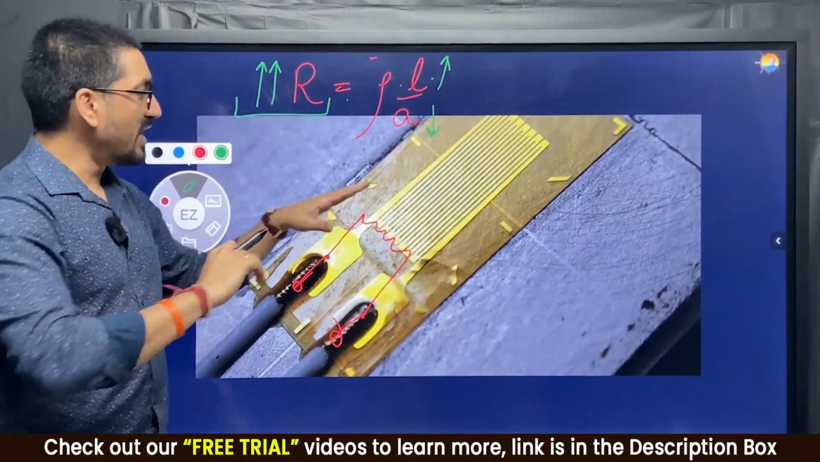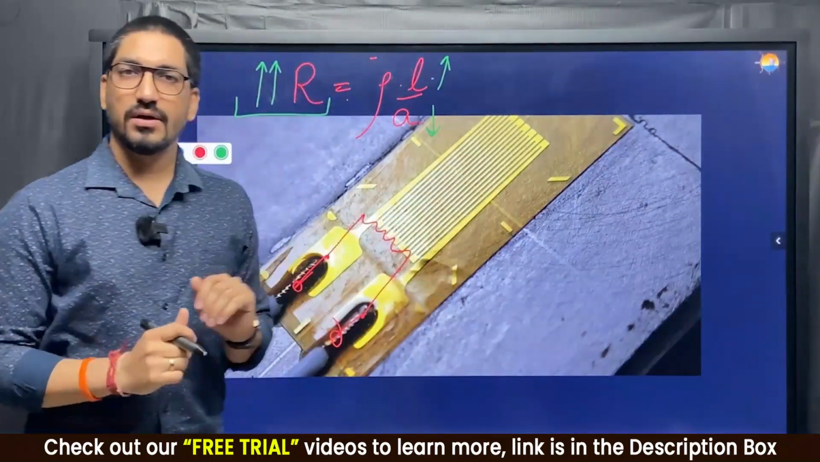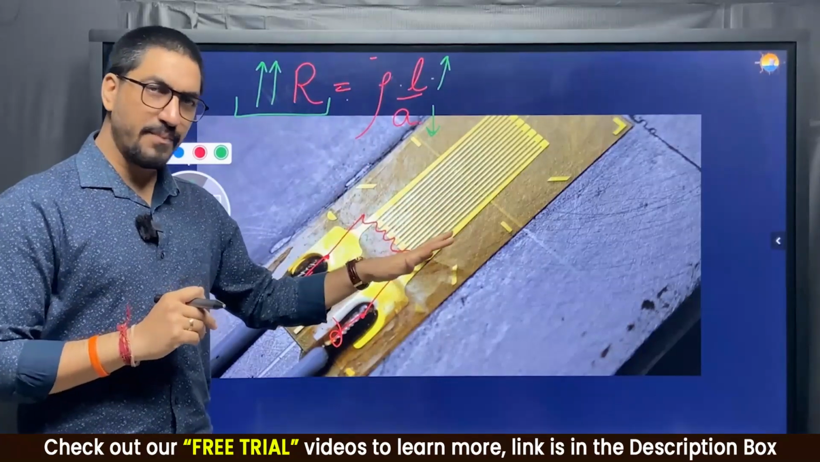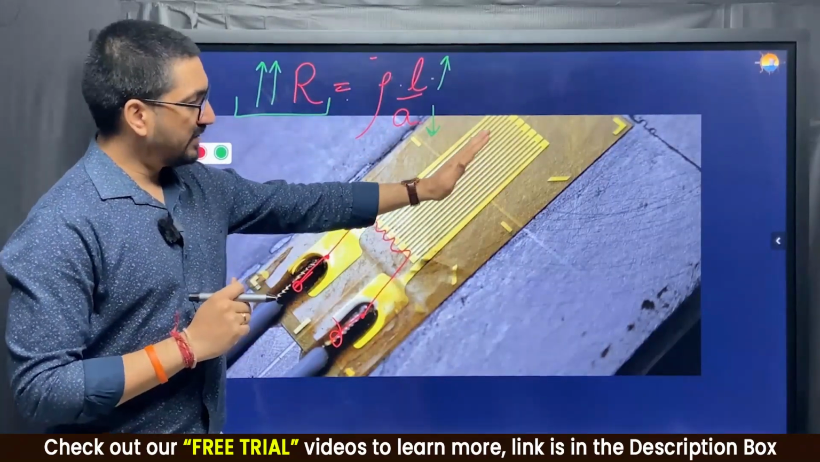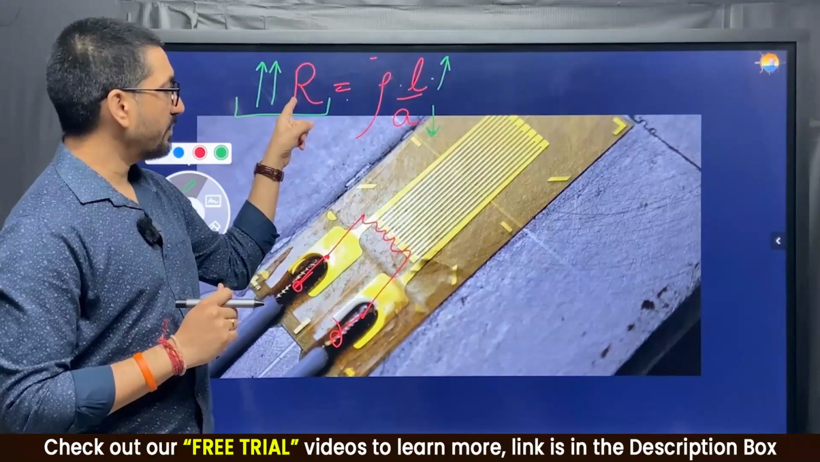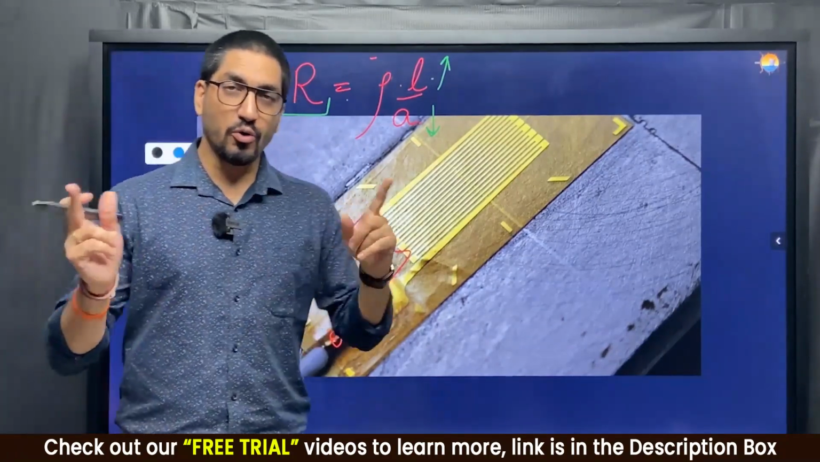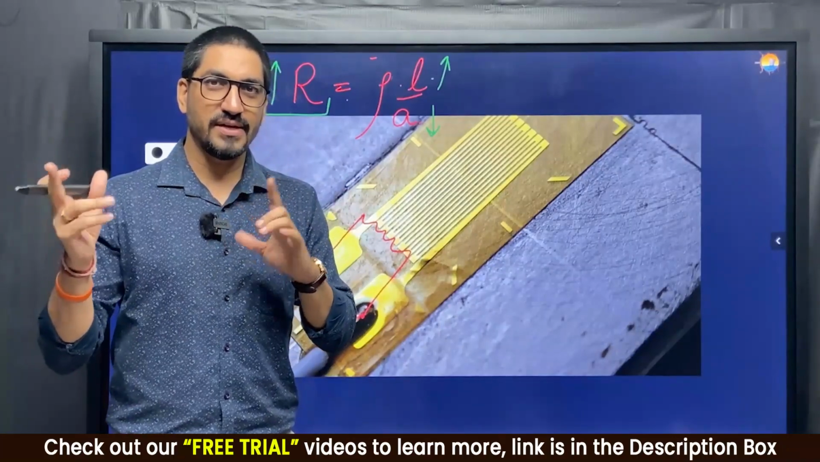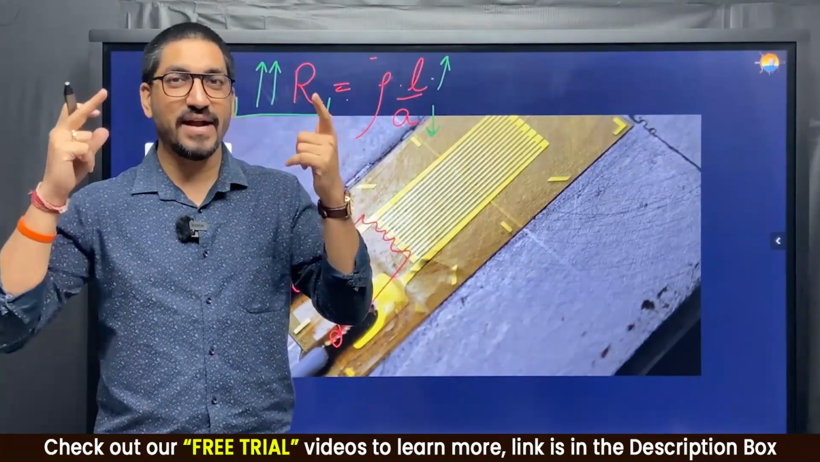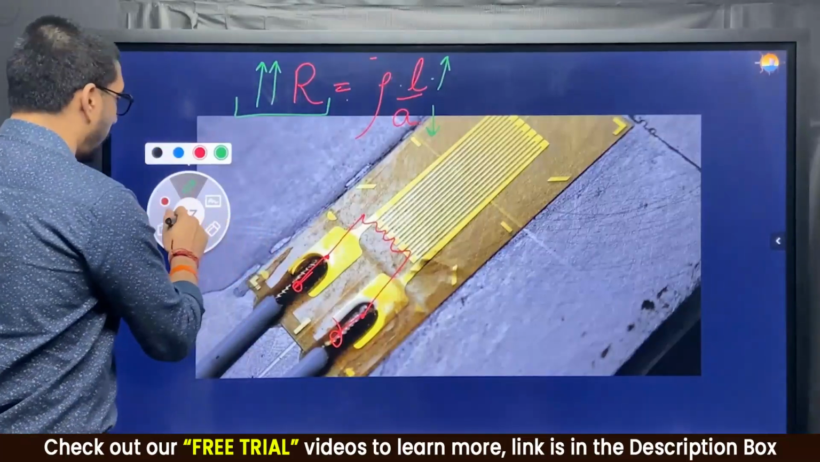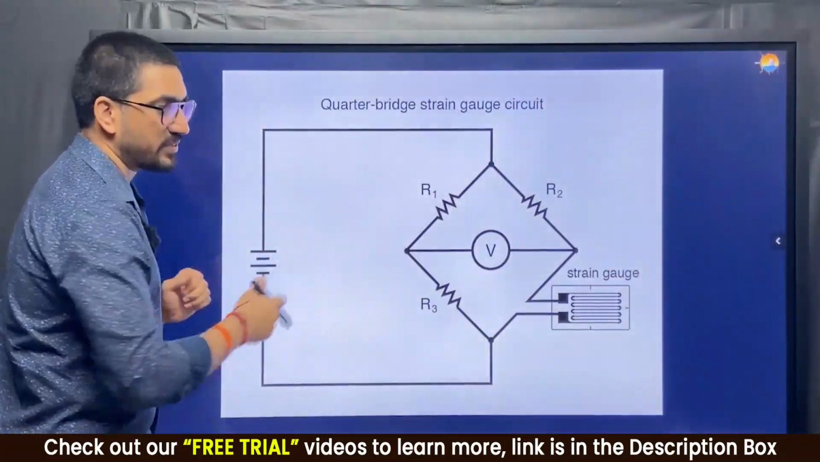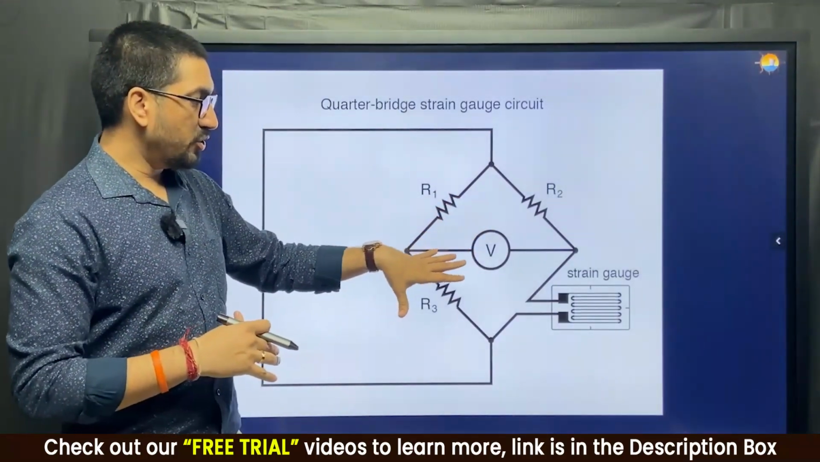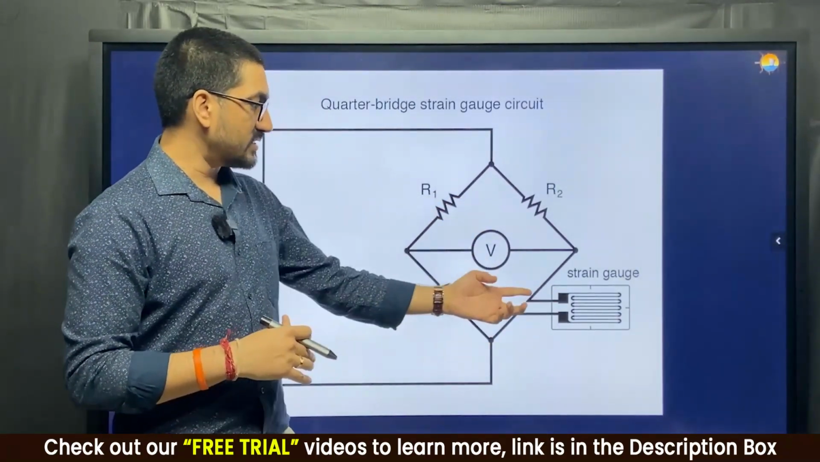So that means when I'm bending this by applying some force or pressure or some torque, anything, I'm putting some kind of load here, and this is bending, resistance is changing. And do you know how to measure a small change in resistance? Which equipment to be used? Yeah, that's right, you guessed it right, Wheatstone bridge. So we'll come back to the Wheatstone bridge again, right here. So things are interconnected.